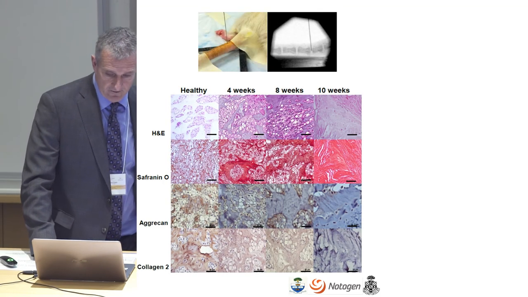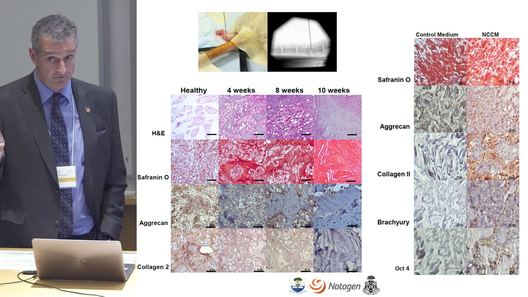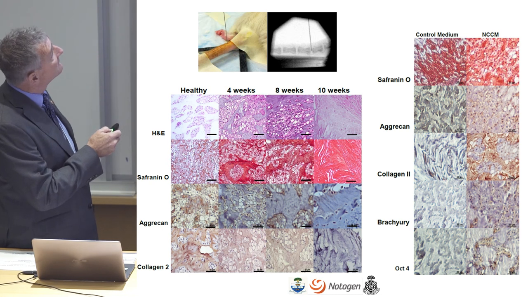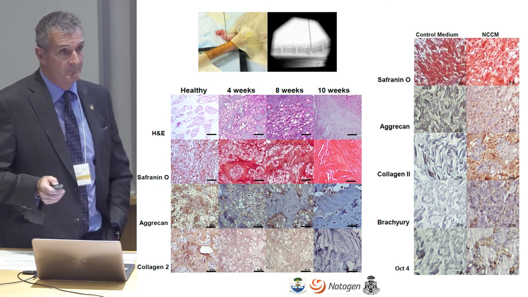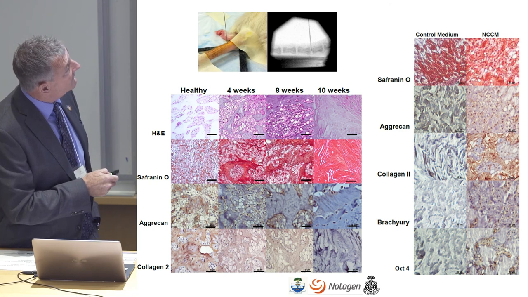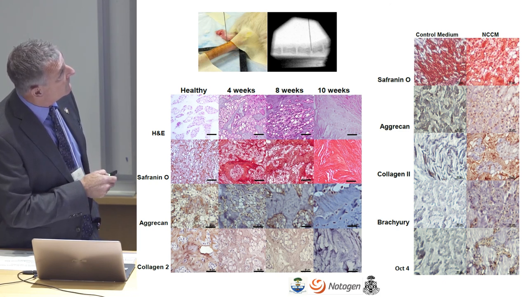So we wanted to find out how it worked, and so we took this notochordal media from a dog's and injected it in the injured rat disc. So I showed you this earlier. Here you'll see control medium. We injected these discs with just regular media. It's got nothing in it but sugars and salts, and that's all. And after 10 weeks, it's all no good. But look what happens when we inject the notochordal media. Everything comes back to almost normal.